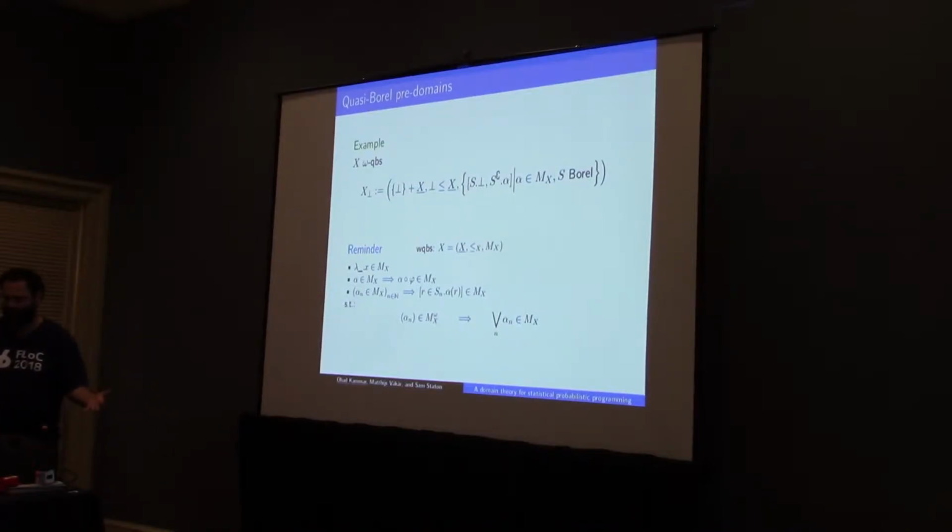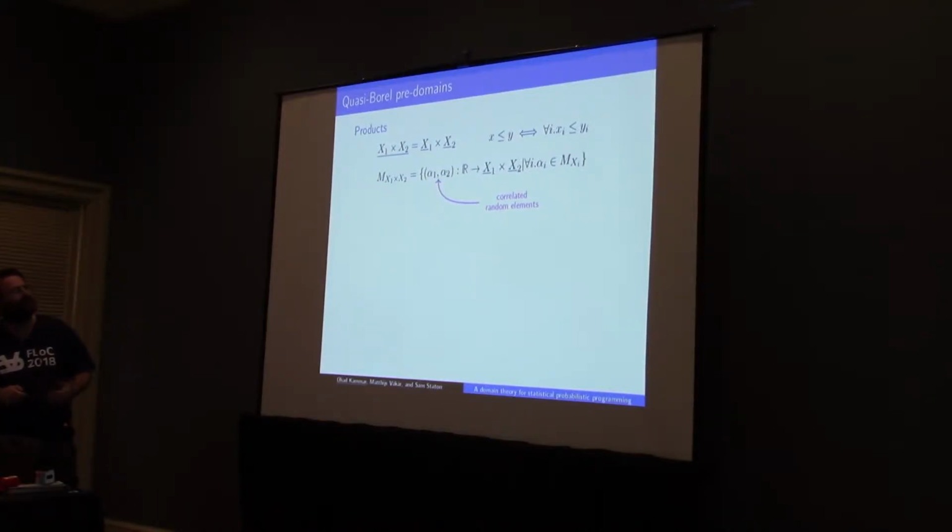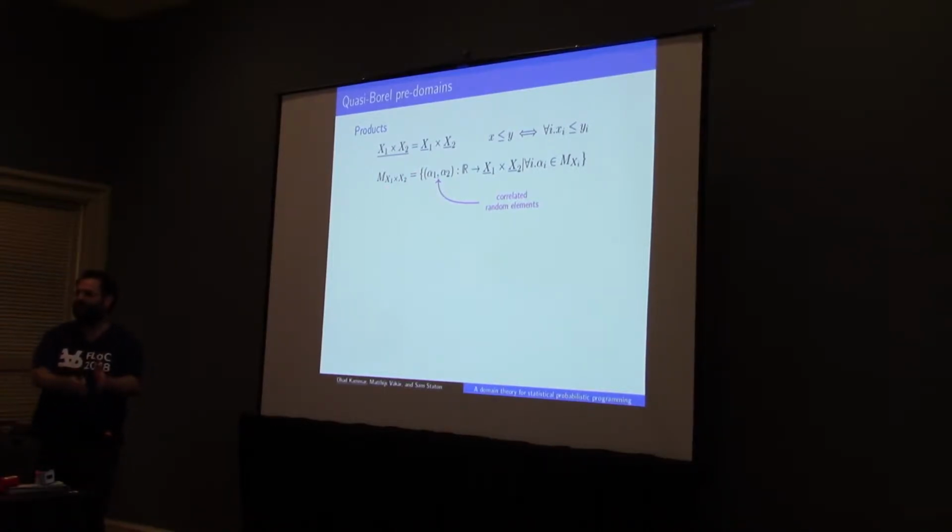That's the category we'll be working with. Let's look at its categorical structure. What do the products look like? Well, they look quite natural. If I have two omega QBSs, the product is the Cartesian product, and the order is the omega CPO product, so component-wise order. And what are the random elements? They're correlated random elements. A random element, a function from the reals to X1 times X2, is a pair of random elements that are correlated together.